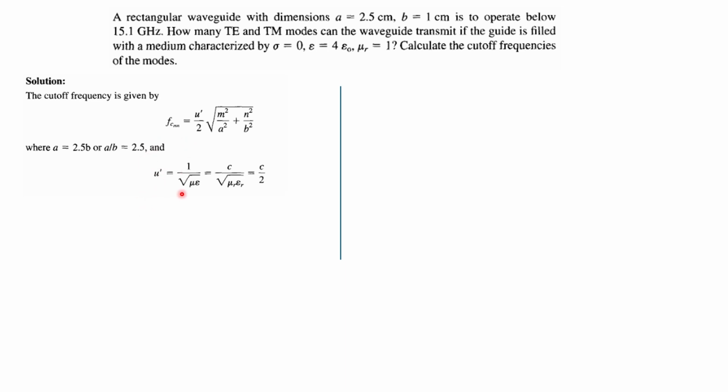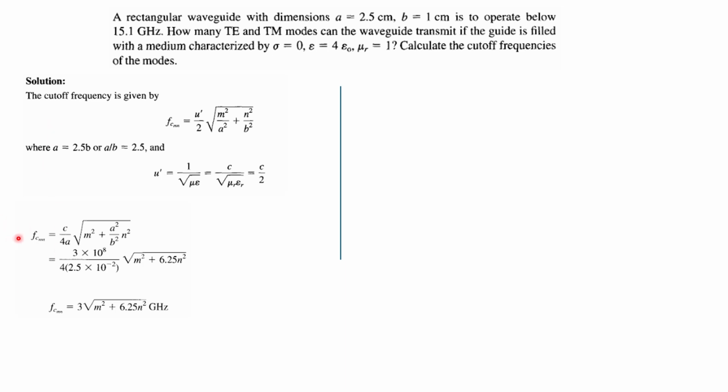Also u' you can calculate. It is 1 divided by the square root of mu and epsilon, and mu is already given, that is mu equal to mu naught into mu r, so that is 1, and epsilon is epsilon naught into epsilon r, so this is 4 epsilon naught. In this manner, put the values, mu equal to 1, epsilon equal to 4, and you will get c by 2. So this is the speed of your wave. Now it's time to find the cutoff frequency for this mode.